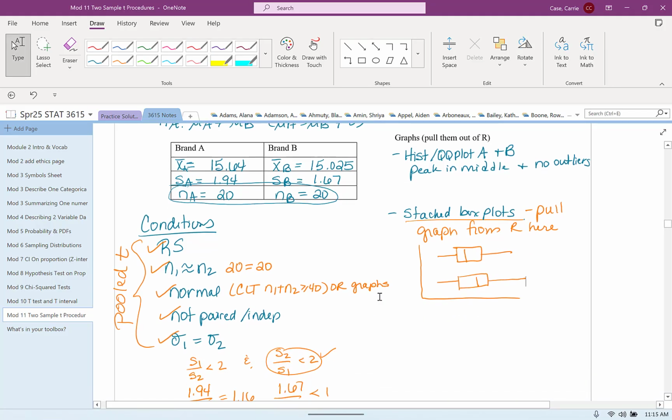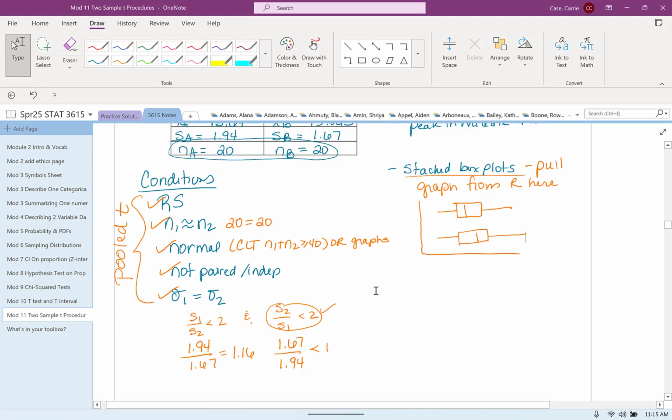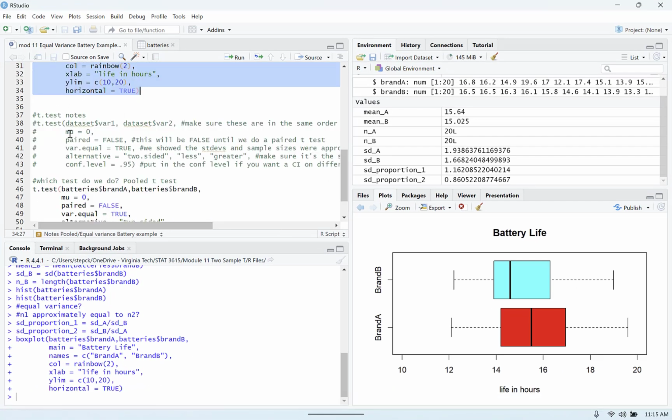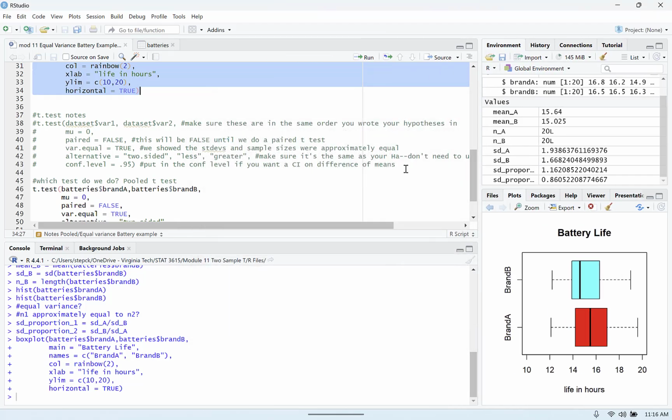And so now we've met the conditions, we've done all of our graphs, we can actually do the test. So we're going to do the pooled t-test. And we want to get a t-test statistic and a p-value. I'm going to let you guys spend some time reading this, but the t-test notes are here. You have to put in your dataset $variable1, dataset $variable2, and make sure that these are in the same order you wrote your hypotheses in. And the reason for that is if you have a less than or a greater than alternative, the order matters. Mu is the difference between the two means, which is almost always 0.